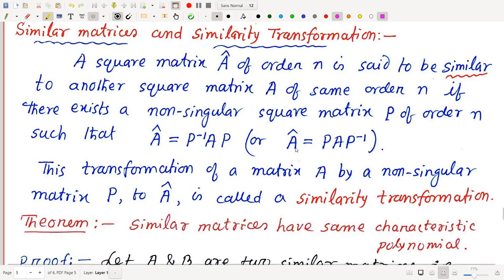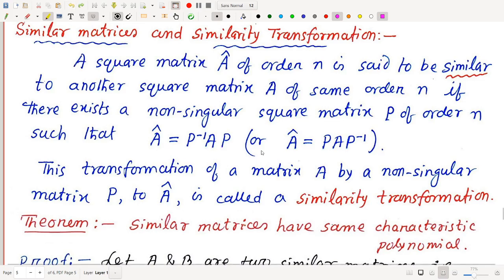Or of course you can write A cap equal to PA P inverse also. Whether the first one is with inverse or the last one is with inverse, all the same, because if we replace P inverse by Q, then automatically P becomes Q inverse, that is Q inverse AQ. And if P is non-singular, P inverse is also non-singular, so the result can be written as Q inverse AQ, where Q equals P inverse. So both are definitions. Of course we shall use this one mainly.